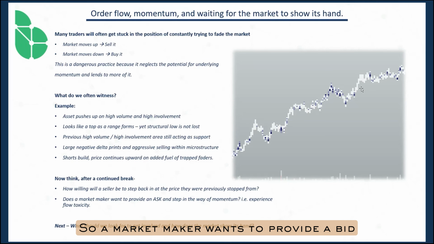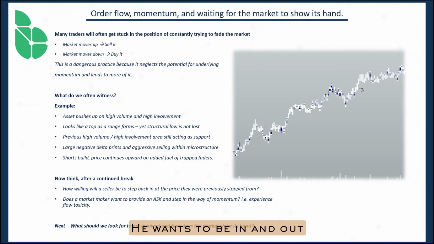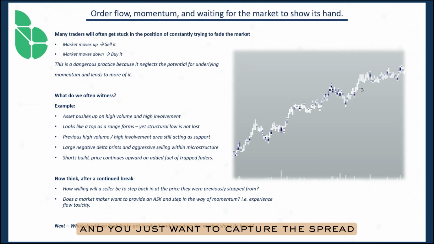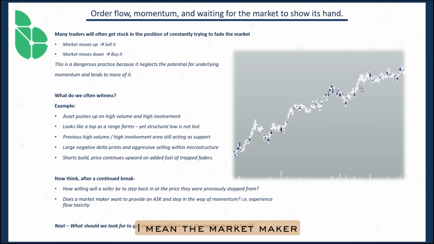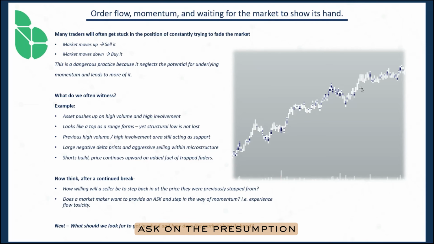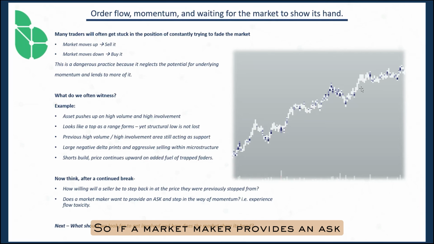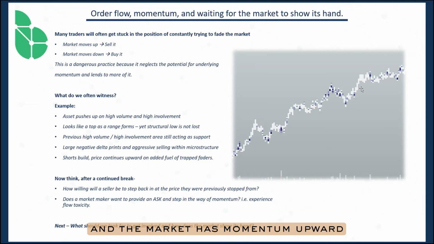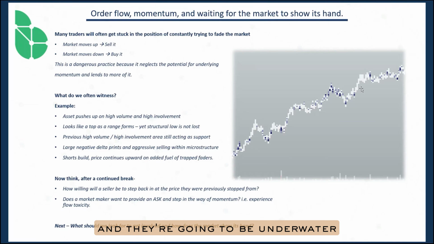So a market maker wants to provide a bid and it wants to provide an ask. It wants to be in and out. You just want to capture the spread. When I say it, I mean the market maker, group of market makers, what have you. So a market maker wants to provide an ask on the presumption that they can also get out. Okay, so if a market maker provides an ask and the market has momentum upward, that means that the market is going to move through their position and they're going to be underwater for that position. This is called flow toxicity.